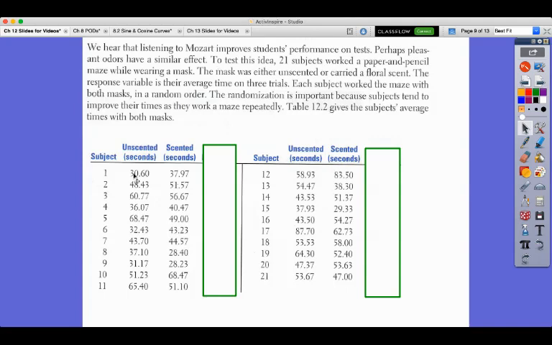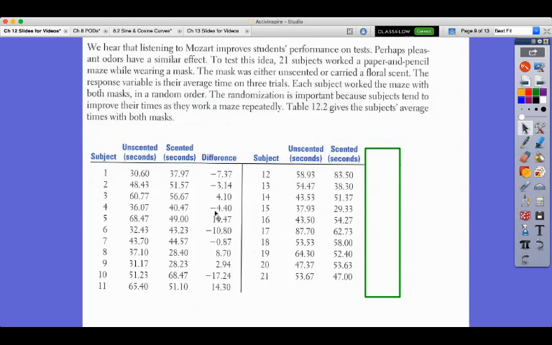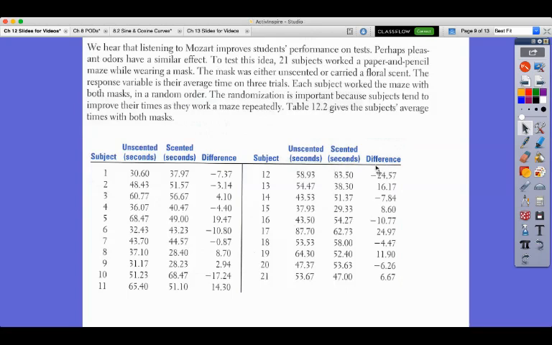So notice we think that maybe the scent will improve their time. So we would take the difference. This was subject 1, and so we're looking for a change between these 2 times, change between these 2 times, change between these 2 times. And so we have 21 subjects, and they each have times with unscented and scented, okay? And what we would do is take the difference between those and do a t-test for a difference. And really, no difference is 0, so that's always your null when you're doing a paired t.